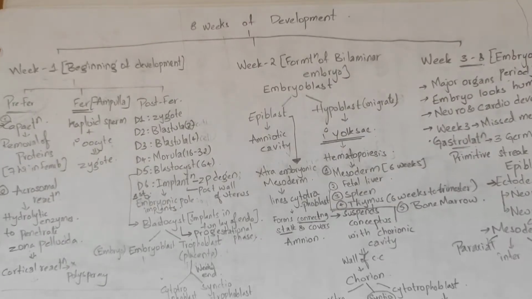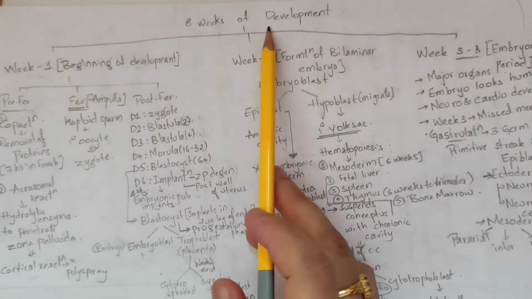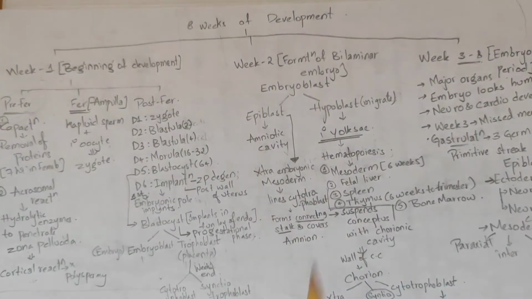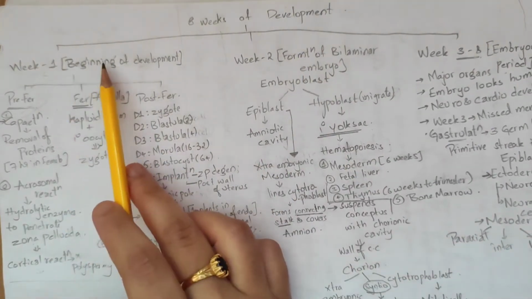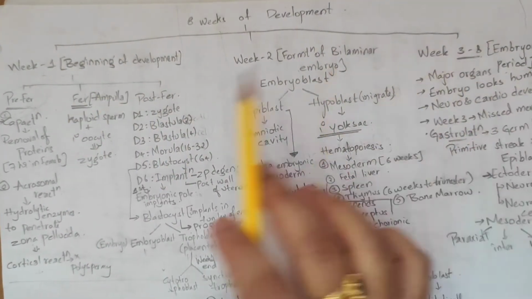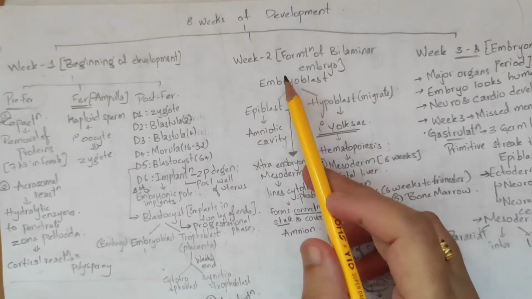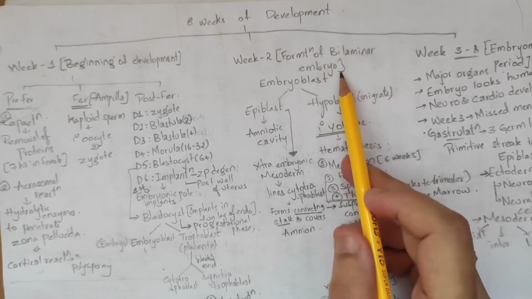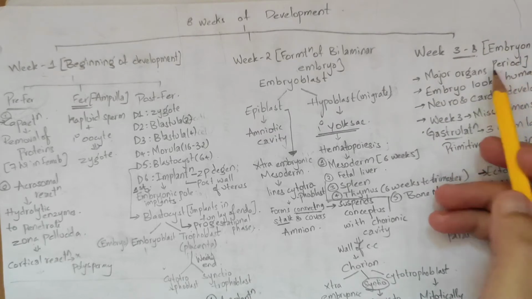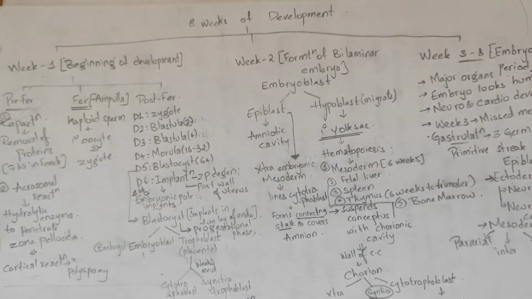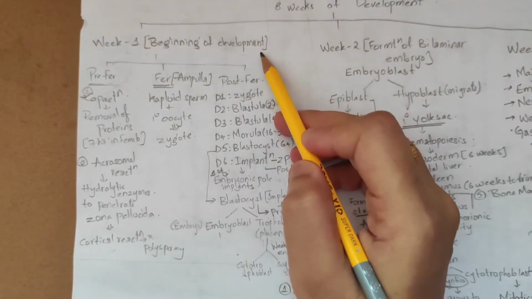Hi guys, I'm back. Today we're going to discuss embryology, which is the 8 weeks of development. We can divide these 8 weeks into week 1, week 2, and weeks 3 to 8. Week 1 is the beginning of development, and week 2 is the formation of the bilaminar embryo. Weeks 3 to 8 are the embryonic period, and in this video I'm going to discuss week 1, the beginning of development.